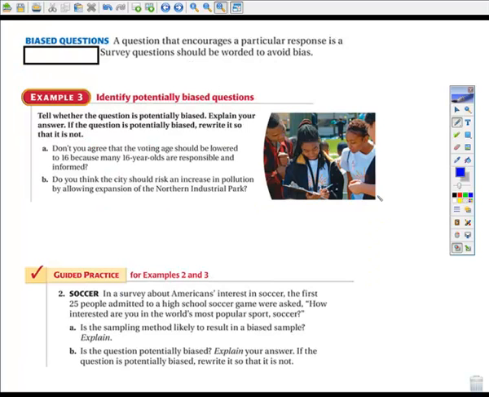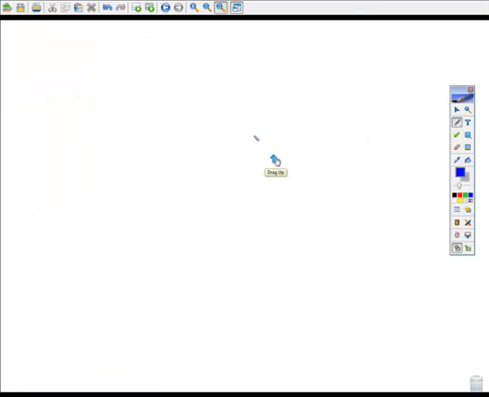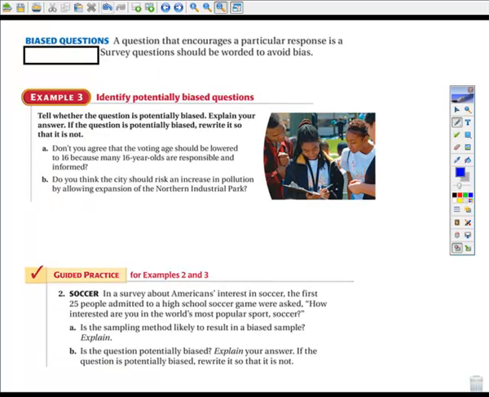All right, now we also have biased questions, so we have to be careful with the way that we ask a question if we're going to give a survey. A question that encourages a particular response is a biased question. Survey questions should be worded to avoid bias. So you might feel strongly one way, but you can't ask your question so that you get a particular response, because that's not a true sample. So they want us to tell whether the question is potentially biased. Explain your answer. If the question is potentially biased, rewrite it so that it's not.